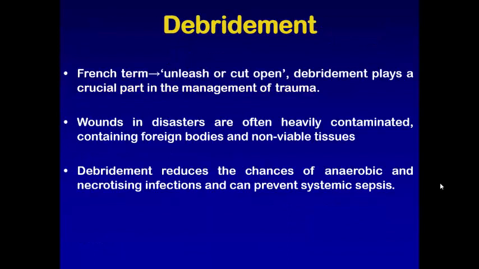Another important issue in disaster surgery is wound debridement. Debridement is a French term meaning to unleash or cut open. Debridement plays a crucial part in the management of trauma. Disaster wounds are often heavily contaminated, containing foreign bodies and non-viable tissue. The aim of debridement is to reduce the chances of anaerobic and necrotizing infection and prevent systemic sepsis.